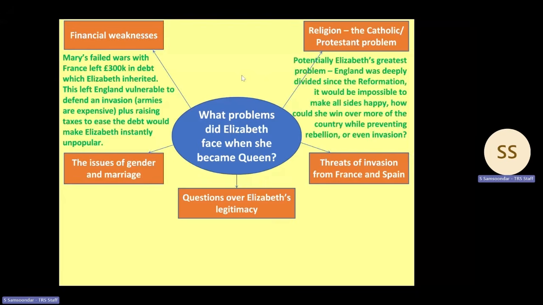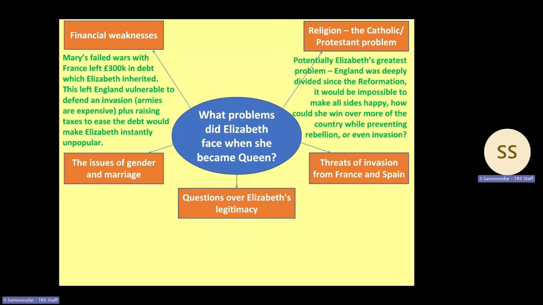Next, you have religion. Potentially, I would argue, definitely Elizabeth's greatest problem. It links into all the others, which I'll explain as we go on. The country was deeply divided. She's got to somehow find a way to get the majority of the country to support her when she knows that more than half the country are Catholics and don't believe that she should be queen.